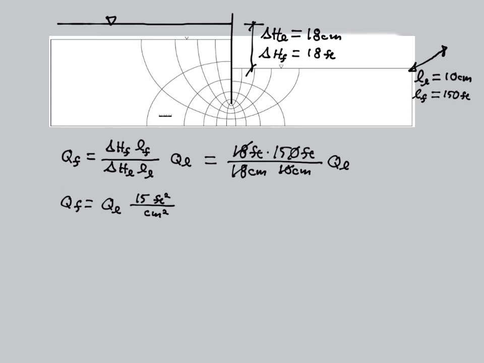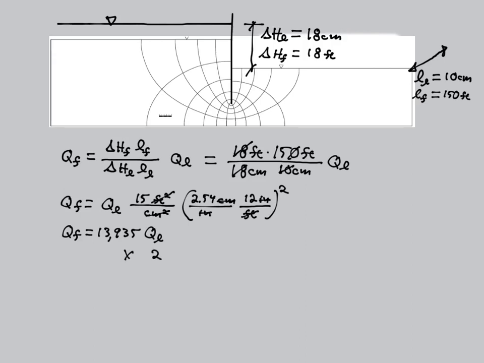Now I've got to do a conversion here to get rid of these units because that quantity needs to be dimensionless. The 15 quantity needs to be dimensionless. So I'll recall that there's 2.54 centimeters in an inch and 12 inches in a foot, and if I square that, the inches squared will cancel, the centimeters squared will cancel, and the feet squared will cancel, and I'll have a dimensionless multiplier there times Q in the lab. And if I multiply that out, I'll get that Q in the field is equal to 13,935 times Q in the lab.